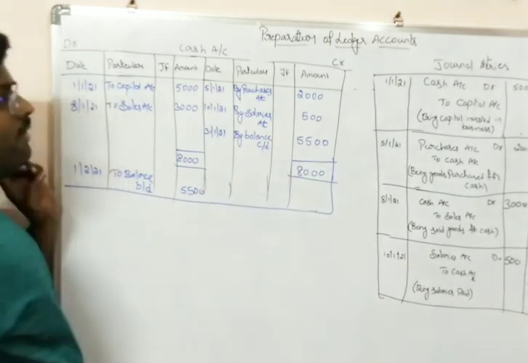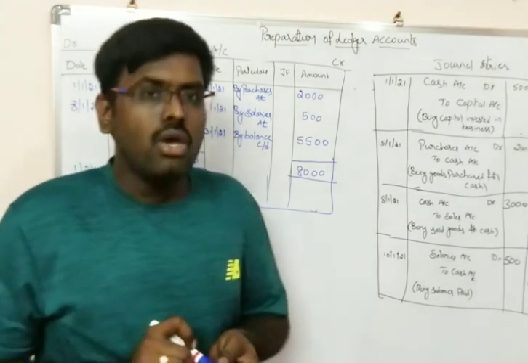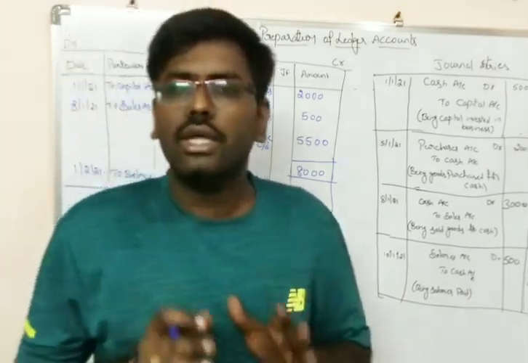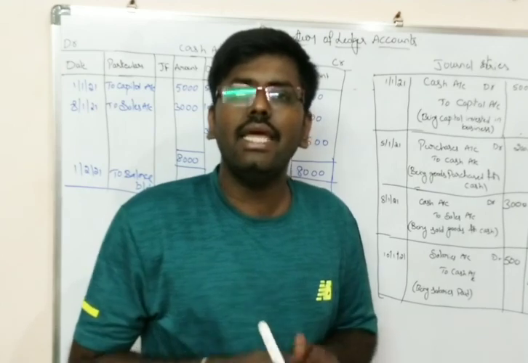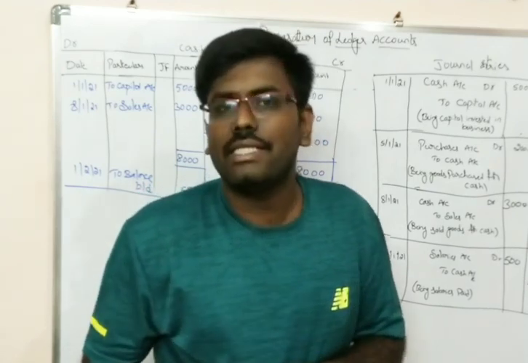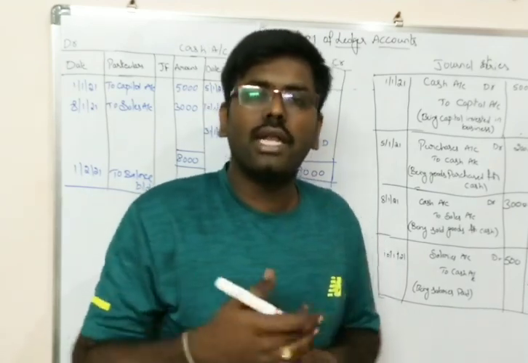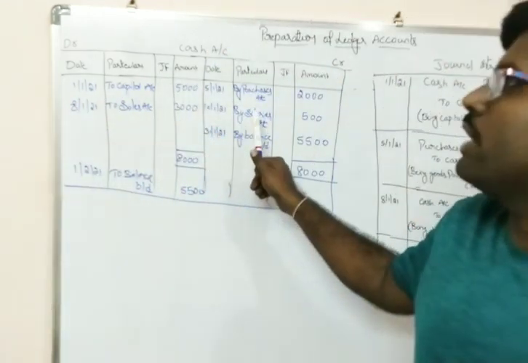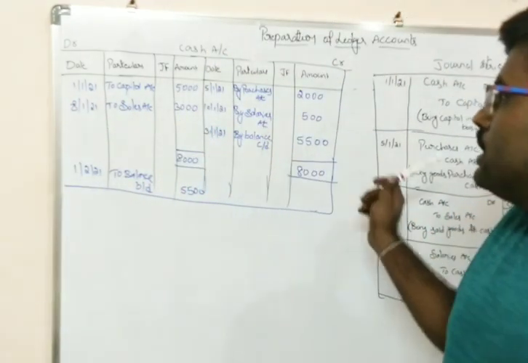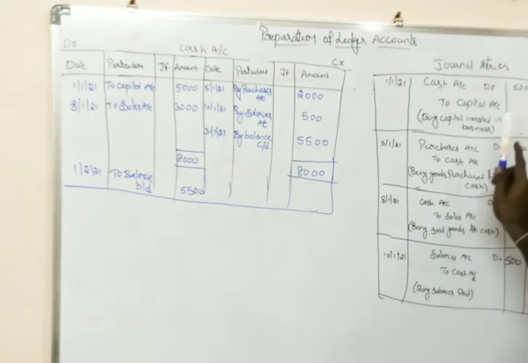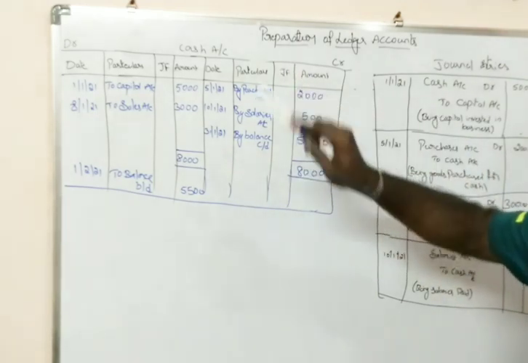For whatever account you are preparing, ignore that account in the journal entry, and the opposite entry will be considered and recorded under the ledger account of that particular book. This is how we post the journal entries into the ledger accounts.